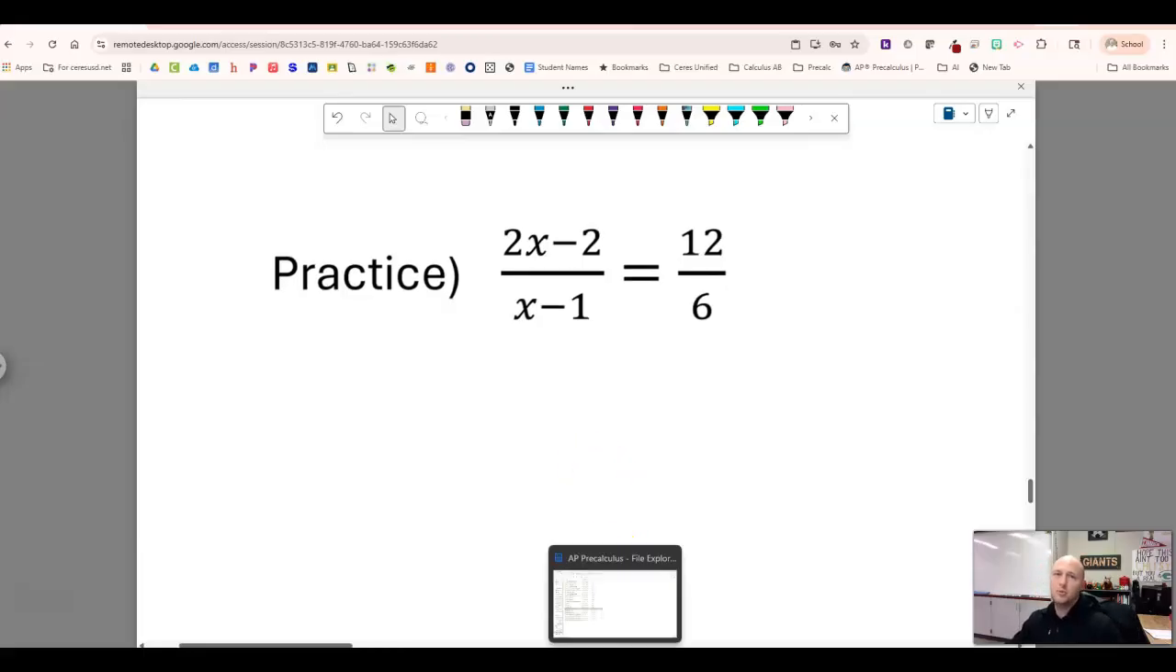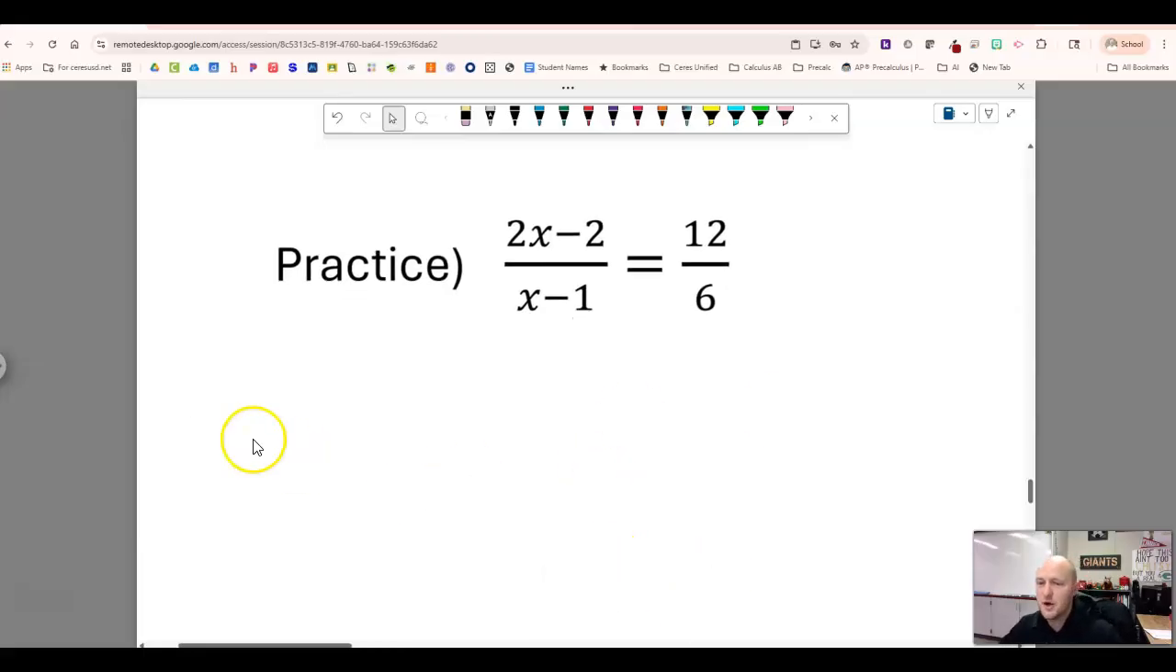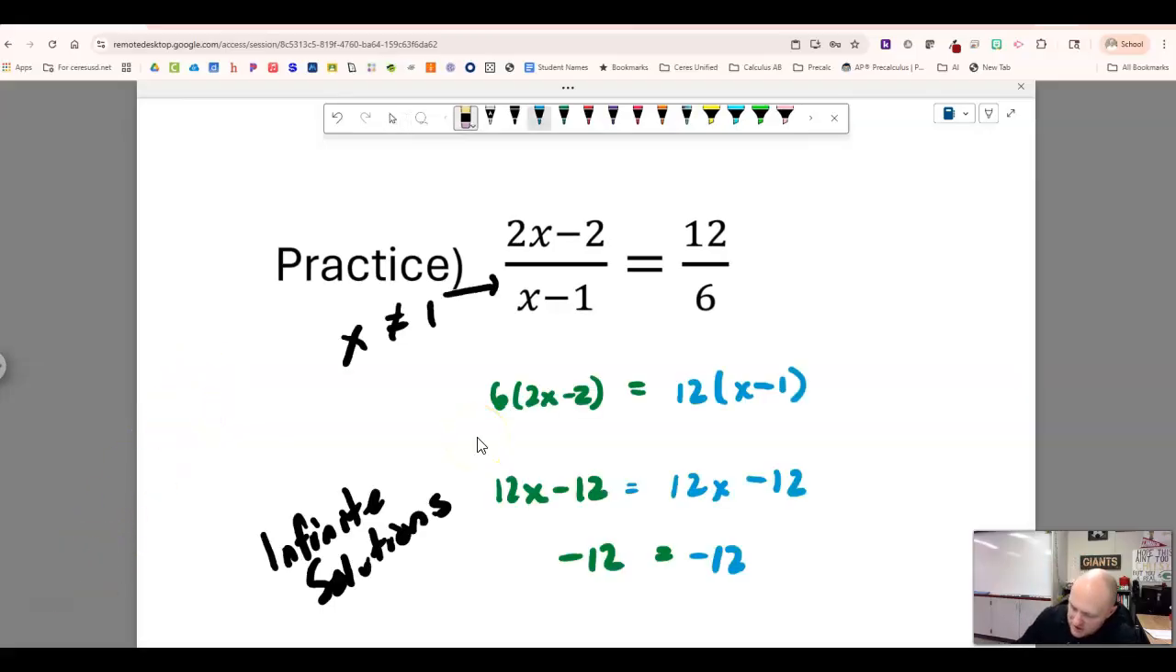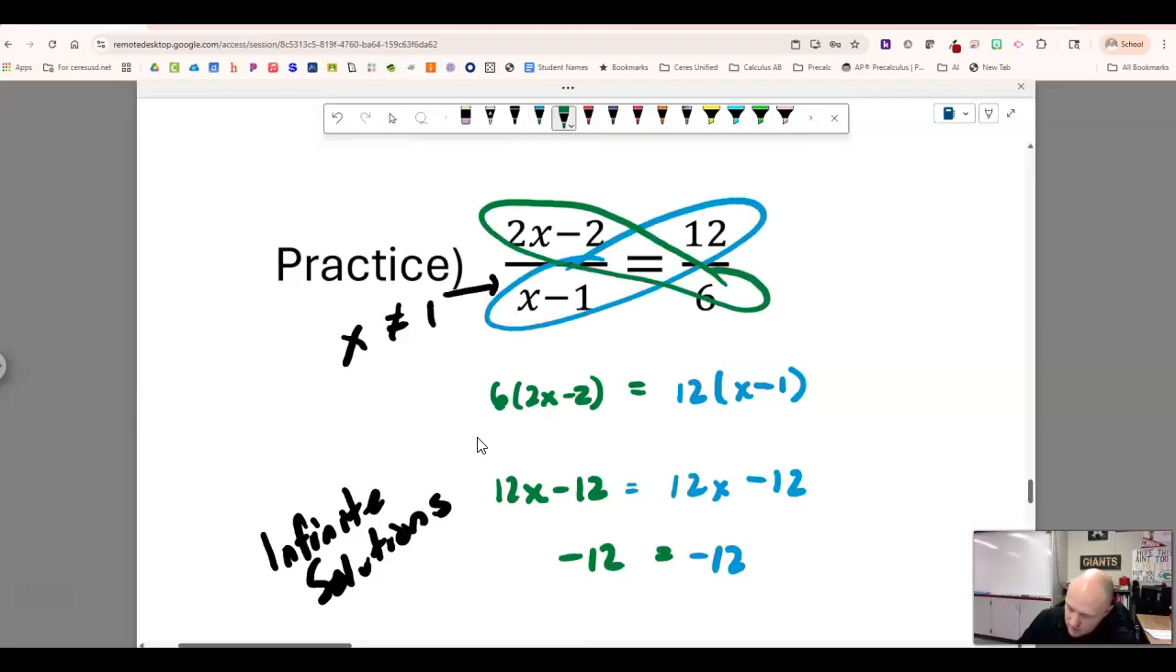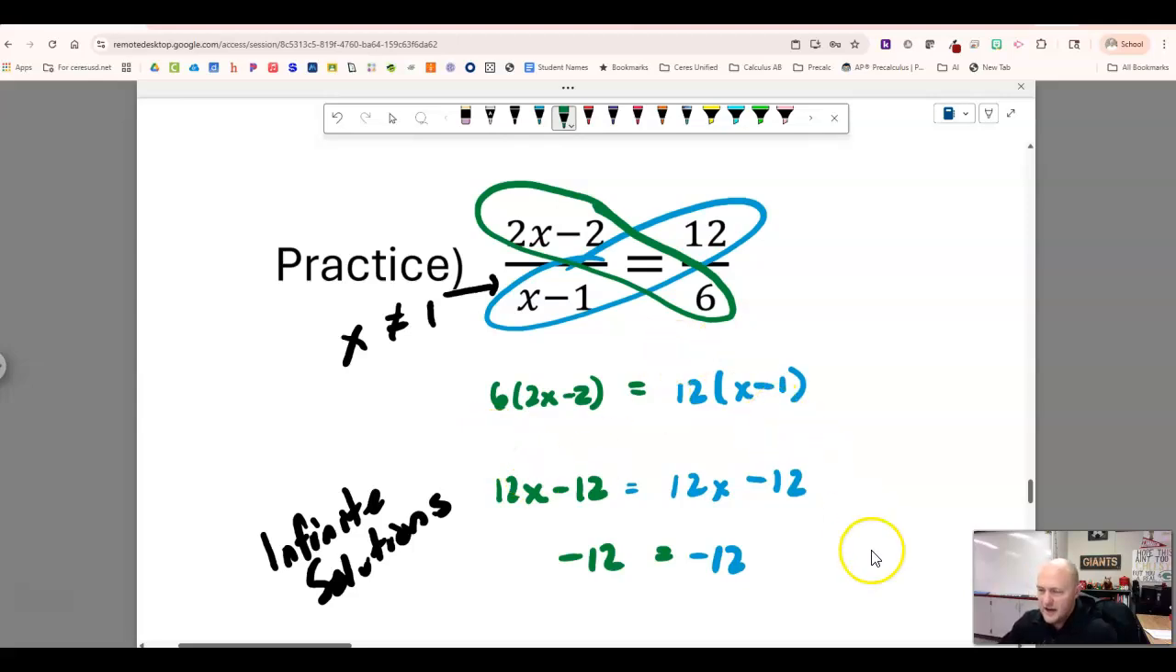Here's another practice one. Almost there. Please pause me. Try this one. Okay, looking at this one, I went ahead and cross multiplied 12 times x minus 1, and I cross multiplied 2x minus 2 times 6. Create a nice butterfly. After distributing, I get 12x minus 12 equals 12x minus 12. Got rid of the x's. Negative 12 equals negative 12.